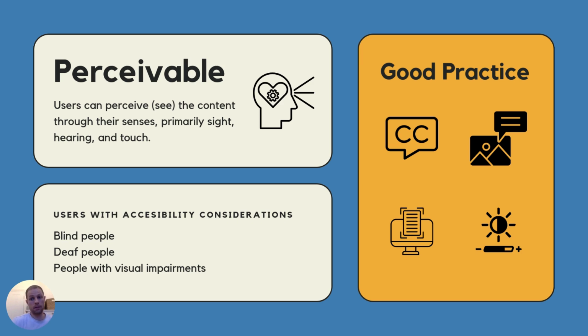Good practice for perceivable content includes using closed captions or subtitles, alternative text for images, screen readers for blind and visually impaired people, and finally being aware of contrast ratios. So you'll be expected for normal text to have a contrast ratio of at least 4.5 to 1. For larger text, this could be 3 to 1. So being aware of these things and building these into your e-learning content will help you to make the content perceivable for your users.